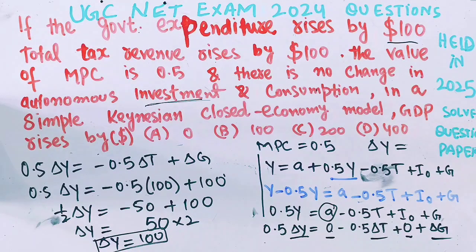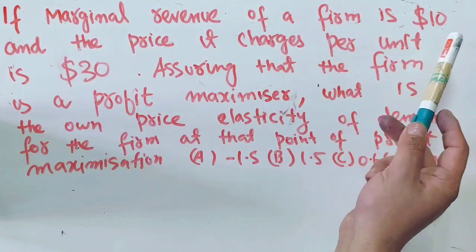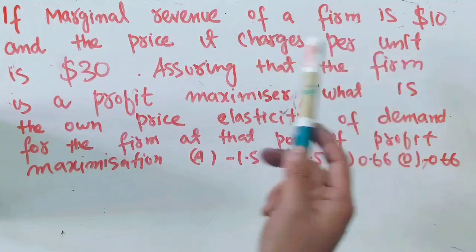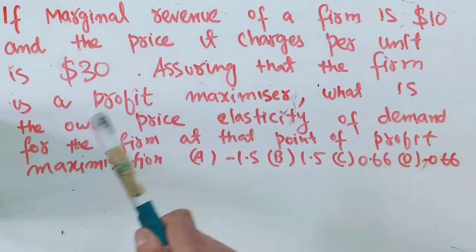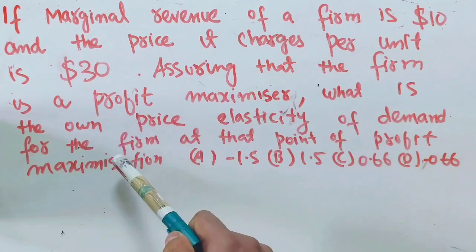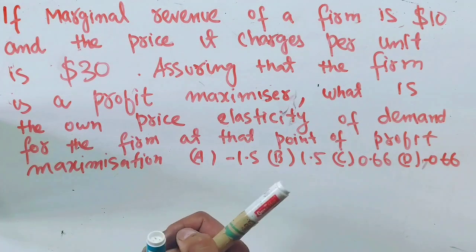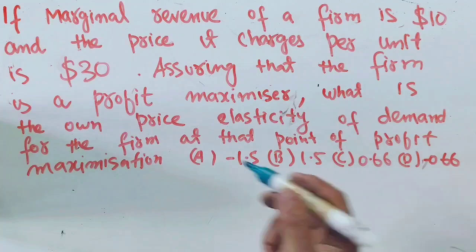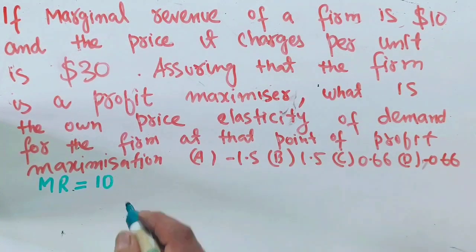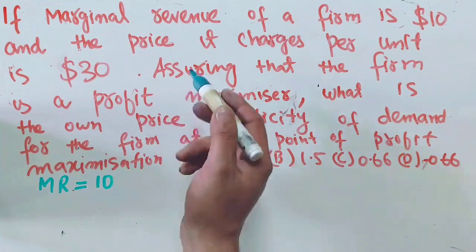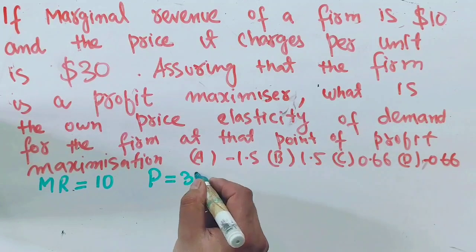Okay, the question is, if the marginal revenue of a firm is $10 and the price it charges per unit is $30, assuming that the firm is a profit maximizer, what is the own price elasticity of demand for the firm at that point of profit maximization? Options are being given, we need to find out the correct option. Okay, so the marginal revenue of the firm is equal to $10, that's being given to us. The price it charges per unit is $30.